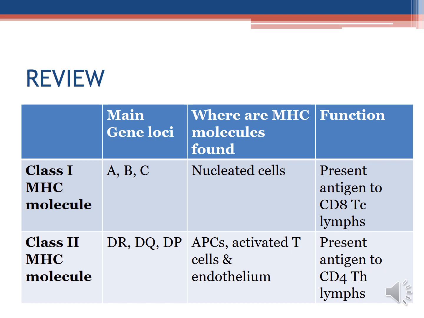Alright, so class I MHC molecule, the main gene loci are A, B, and C for class I. They are found on all nucleated cells, and they present the antigen to our CD8 T cells. Class II is DR, DQ, and DP. Remember, these can only be found on our APCs, activated T cells, and endothelial cells, and these present the antigen to our T4, CD4 T helper cells.